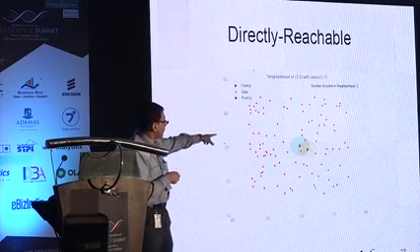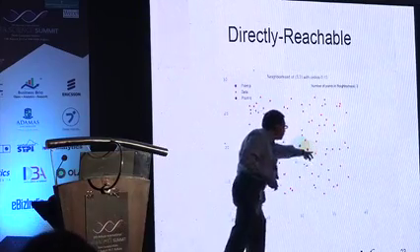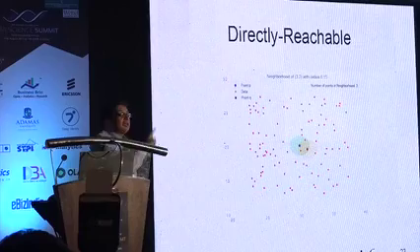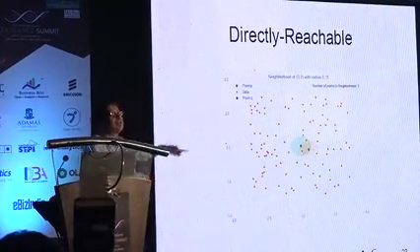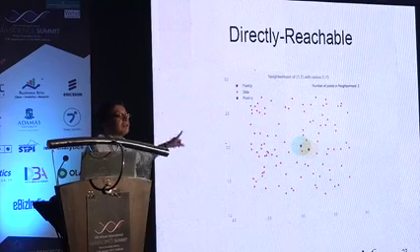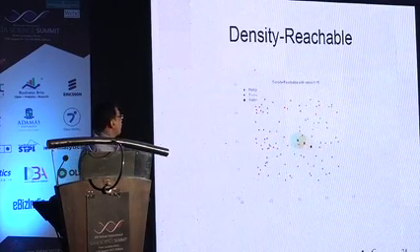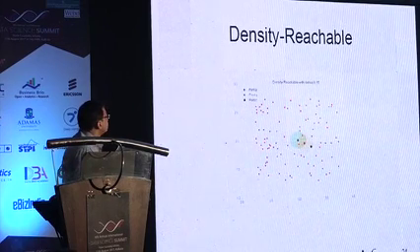But if you look at the red point here, that is not directly reachable, but you can hop to that point from a point which is directly reachable. So that is called a density reachable point. That's just how it is defined. So this is density reachable.